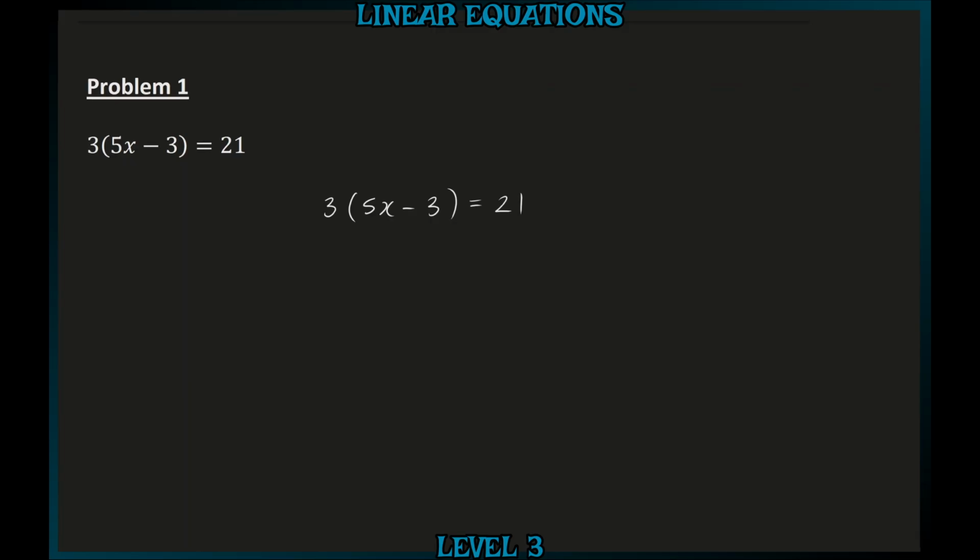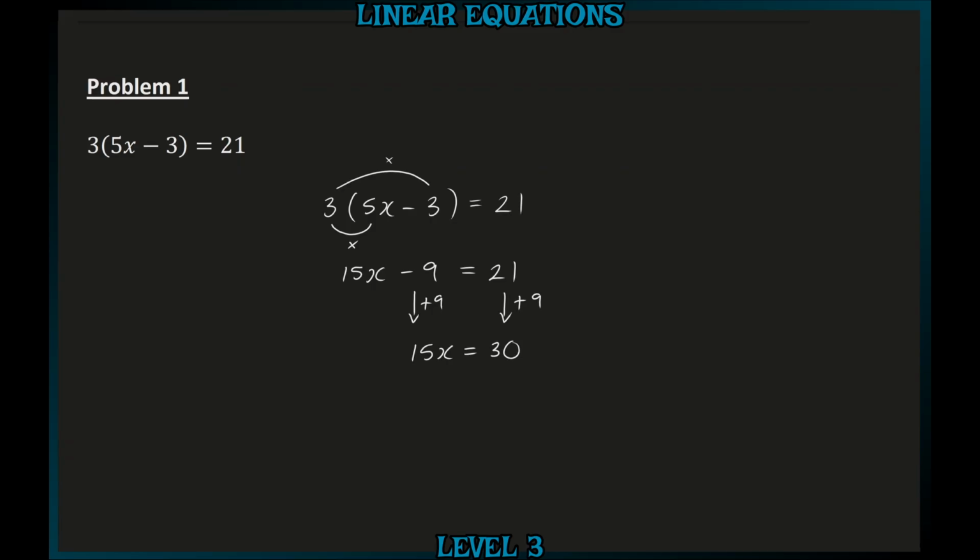So we can start by multiplying 3 by 5x, which gives us 15x, and then 3 multiplied by minus 3 is minus 9, and this is equal to 21. We can now remove the minus 9 on the left-hand side by adding 9 to the left and also adding 9 to the right. Now minus 9 plus 9 is 0, which leaves us with 15x on the left, and on the right 21 plus 9 is 30.